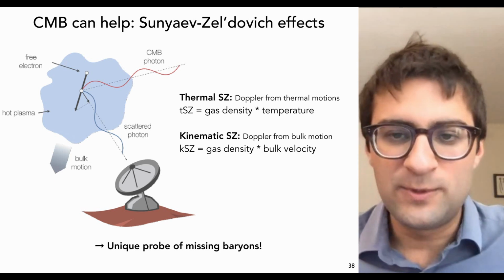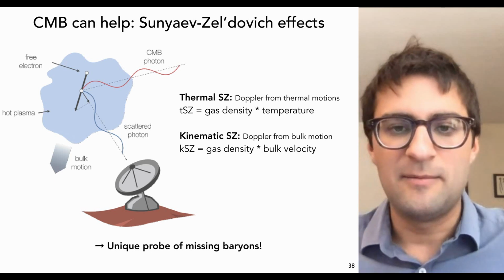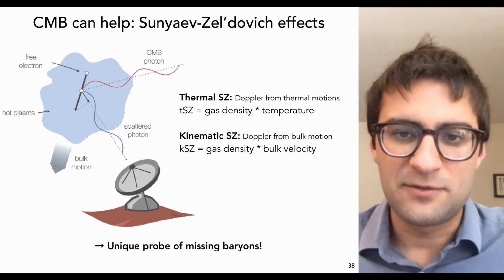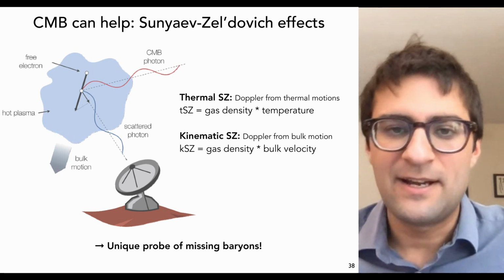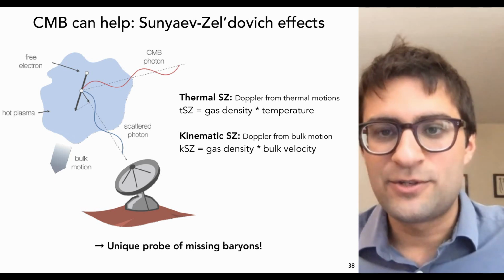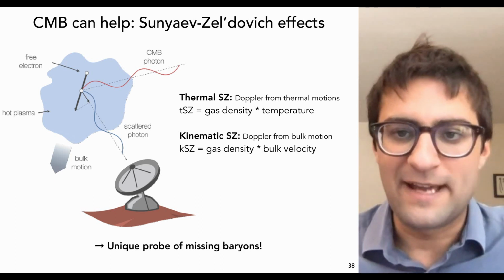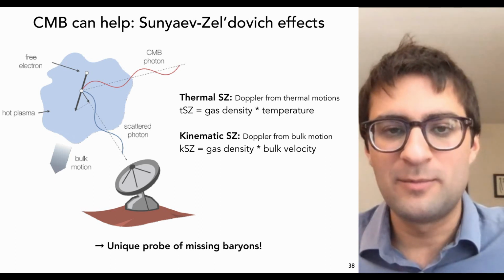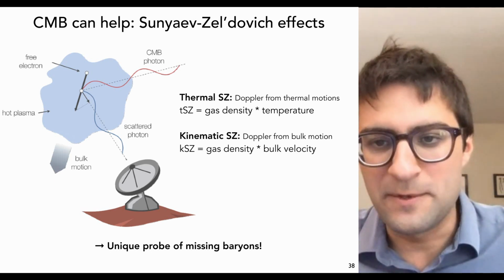So there are two types of Sunyaev-Zel'dovich effects because there are two types of electron motions. The electrons are first moving because they are hot, and so this thermal motion gives rise to the thermal SZ effect, or this TSZ effect, and it tells you about thermal motion and therefore the temperature of the gas. It also tells you about the gas density because, simply put, if you had no gas, you would have no effect. The second source of motion is due to the bulk motion of the gas, so the whole gas cloud moving towards or away from you.